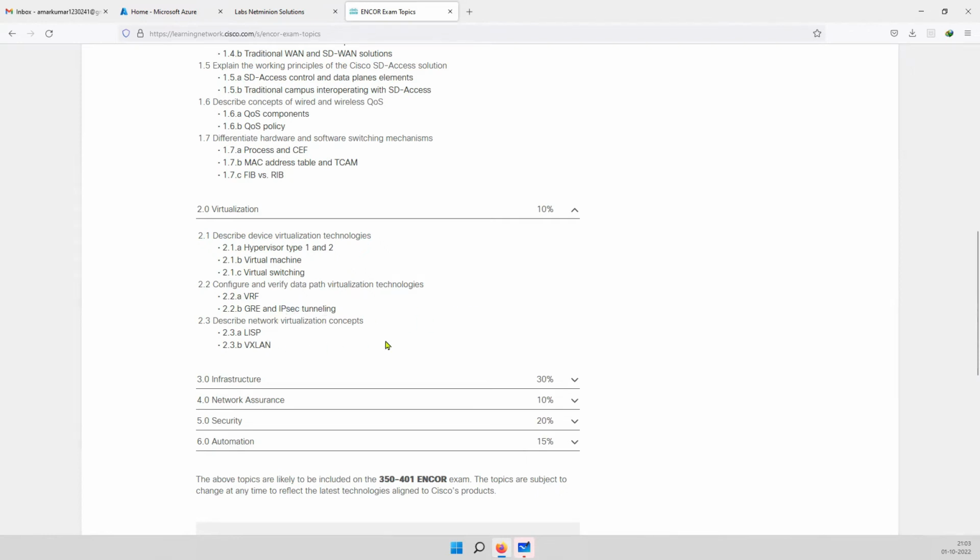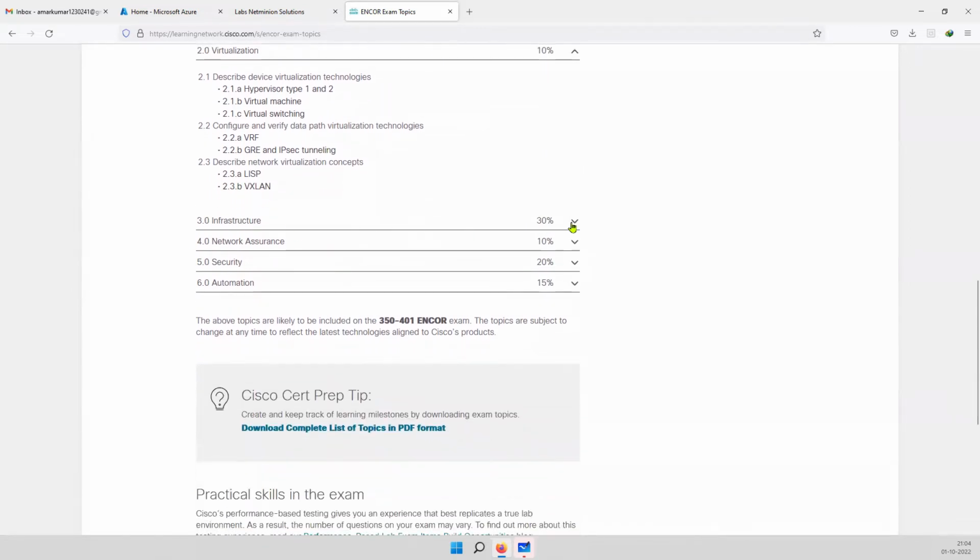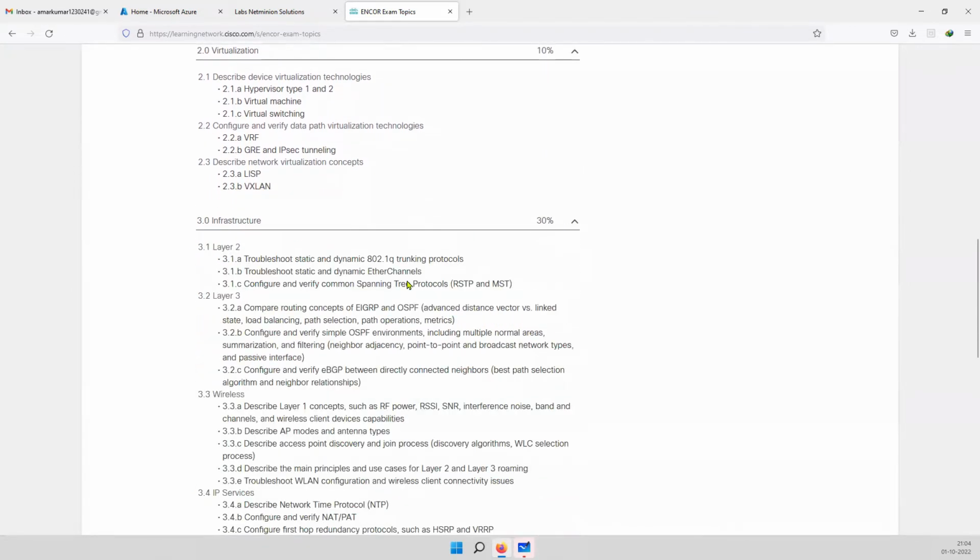Then we are going to talk about LISP and VXLAN. VXLAN is a new concept, right? So we will talk about that in virtualization. So these are the virtualization terms. Here we are going to discuss that. And then after virtualization, we will go on.